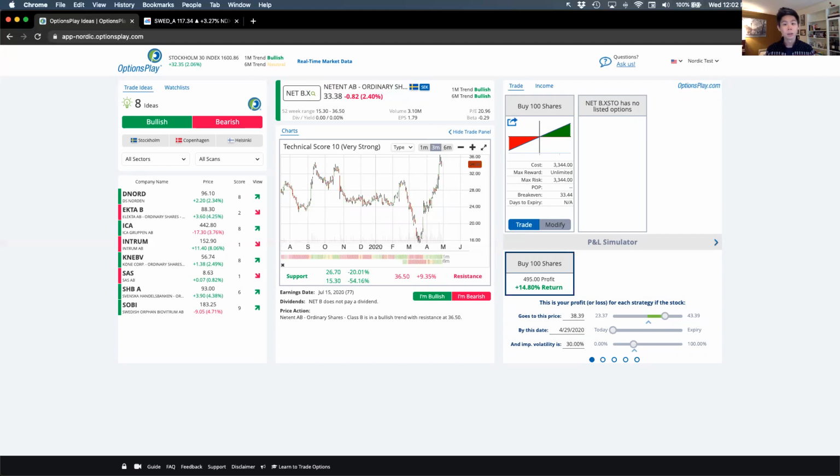And the answer is, generally speaking, a market maker is on the other side of a trade. And a market maker's role is to create liquidity. Their role is to make sure that there's always a bid price and an ask price.